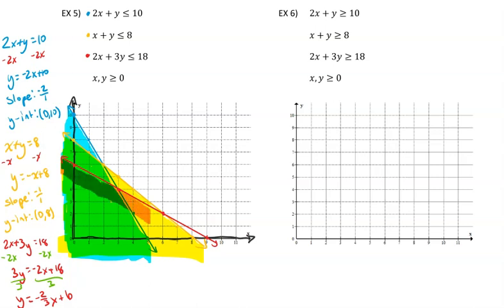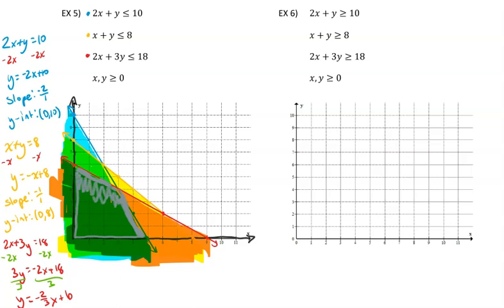So if I go ahead and shade this one as well, the colors get a little uglier in this case, but we can still see where they're all overlapping. So they're overlapping in this corner region. So this is our solution region.